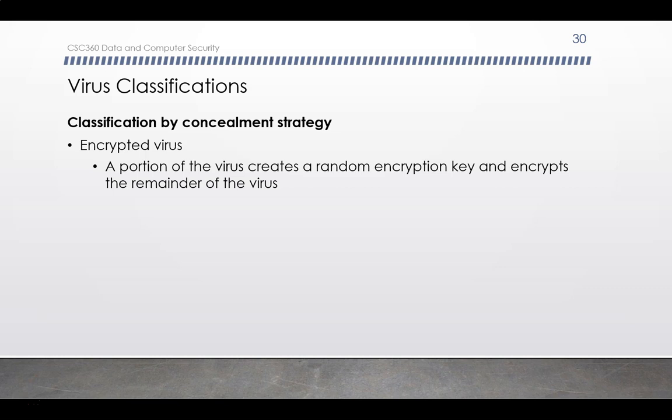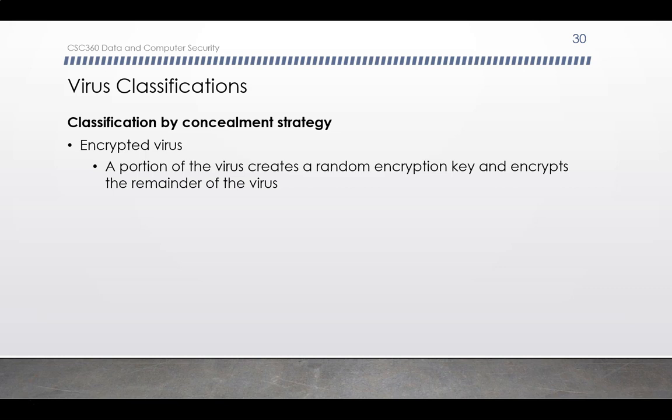Encrypted viruses are such that a portion of the virus creates a random encryption key and encrypts the remainder of the virus. So this uses encryption to obscure its content. How does it do that? The key is stored within the virus. When an infected program is invoked, the virus uses the stored random key to decrypt the virus. When the virus replicates, a different random key is selected.